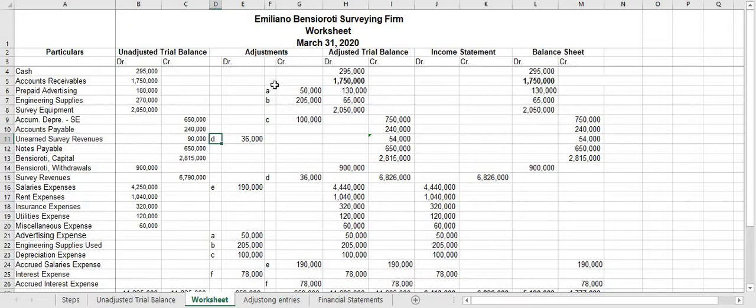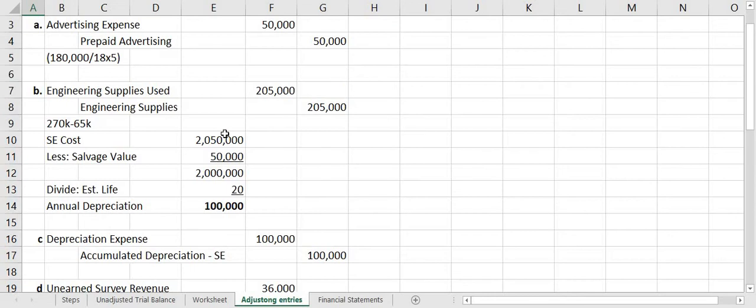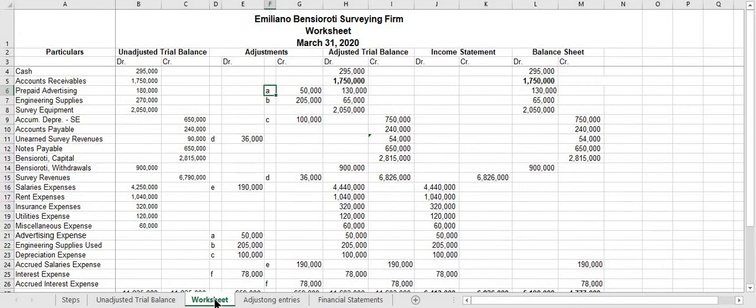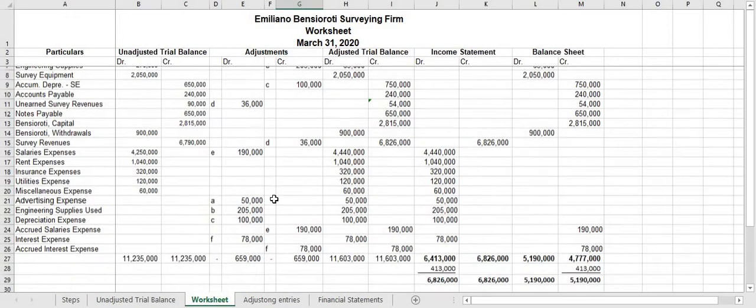These letters are the letters you used when you prepared the adjusting entries. Again, this is for checking purposes, to check if you transferred the adjustments correctly, and also for cross-referencing.